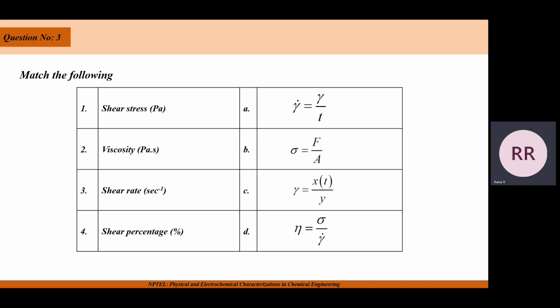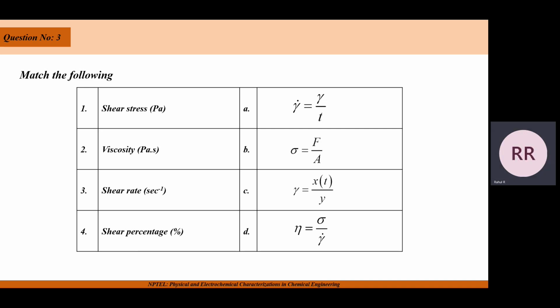The next question is match the following. On the left side, we have technical terms, which are shear stress, with its corresponding unit given as Pascal, and then viscosity, shear rate, and shear percentage. The corresponding equations are given on the right side. There are four equations and four technical terms, and we need to match them one to another. So the terms are shear stress, viscosity, shear rate, and shear percentage.